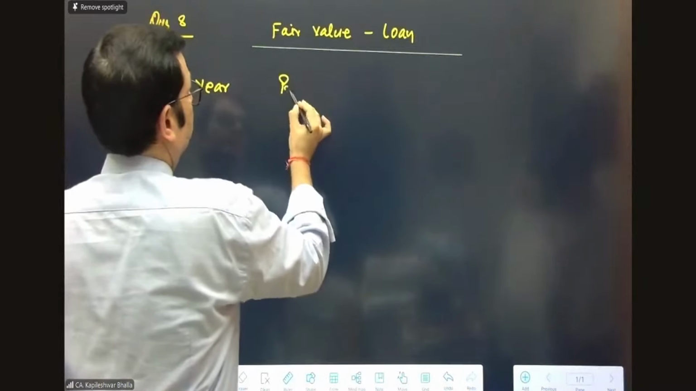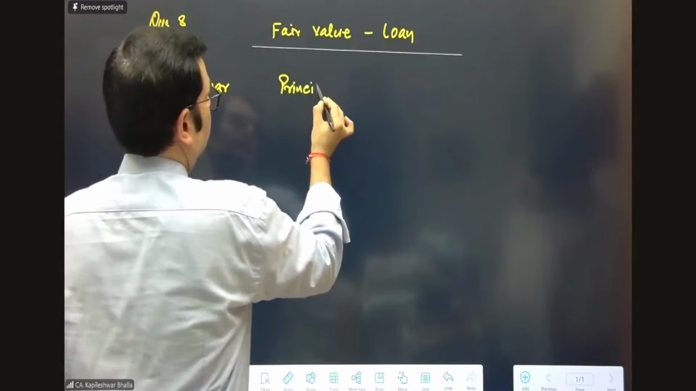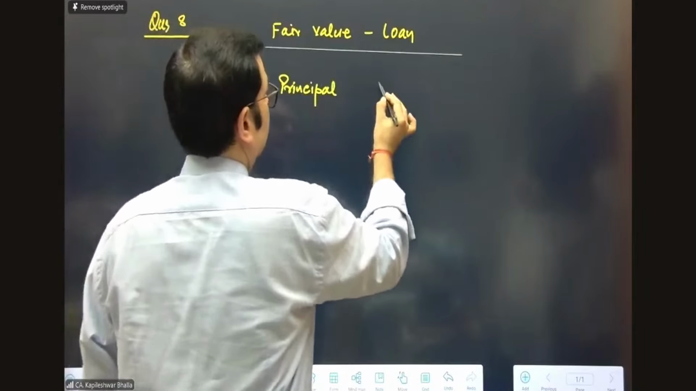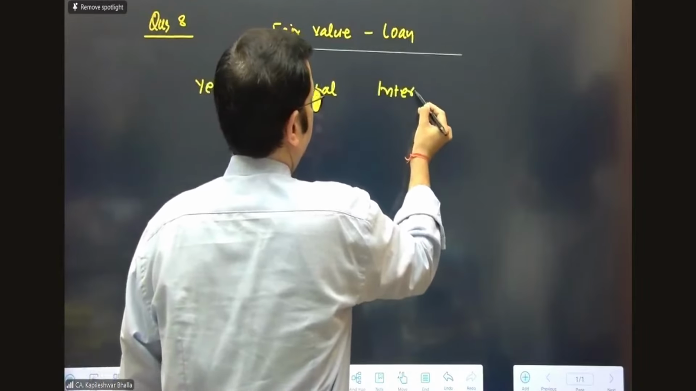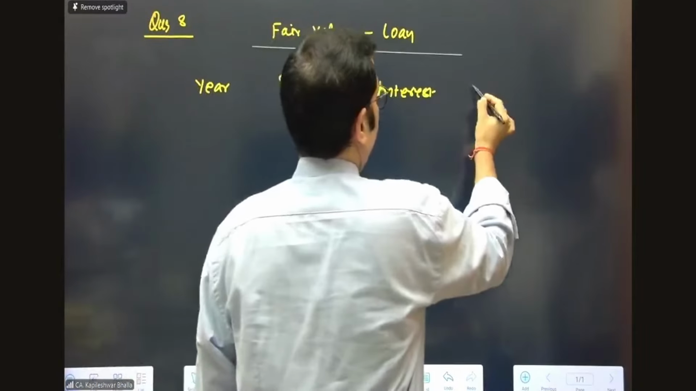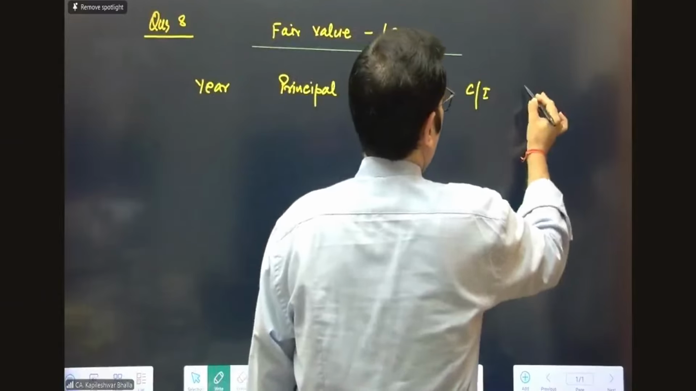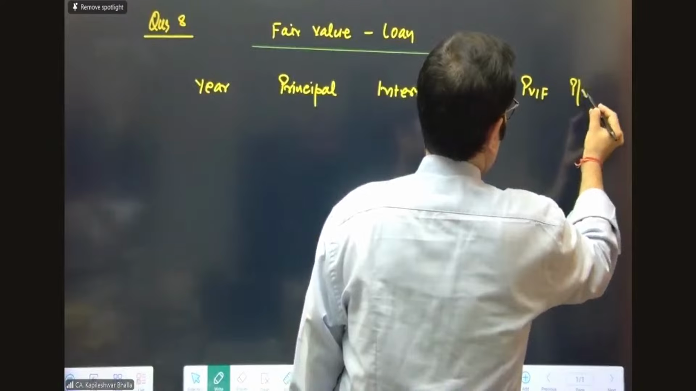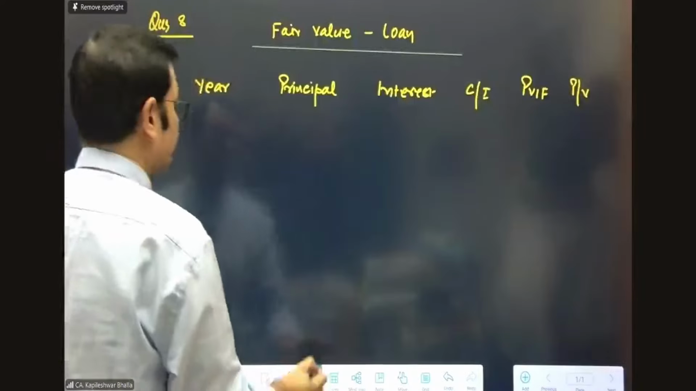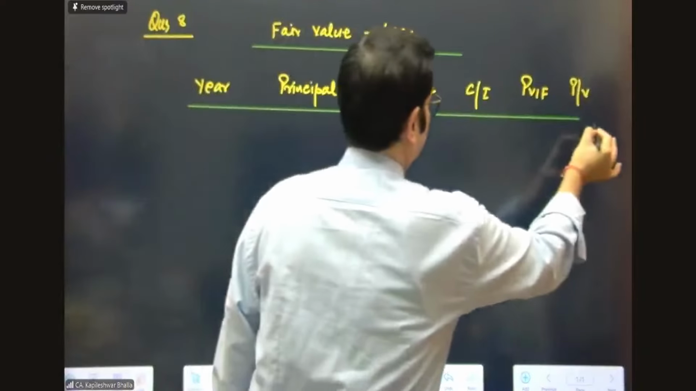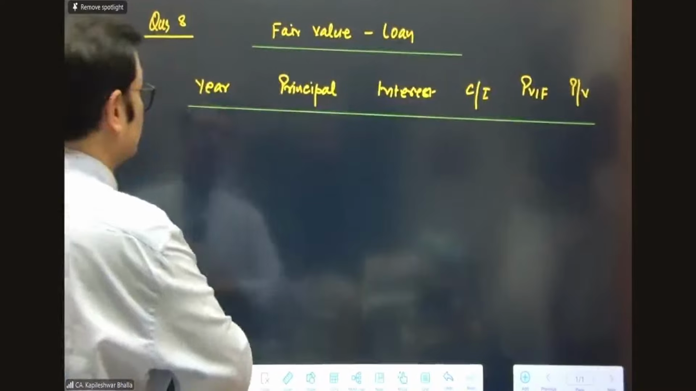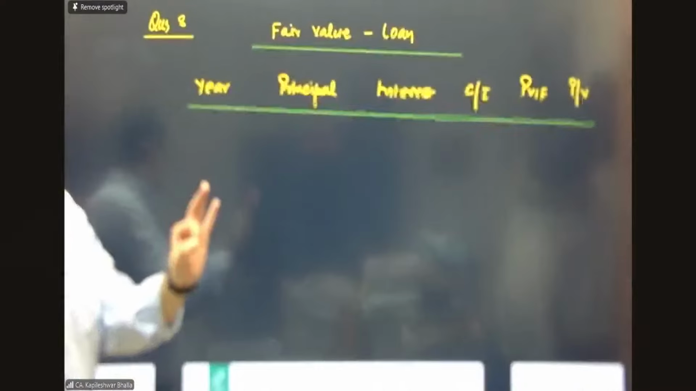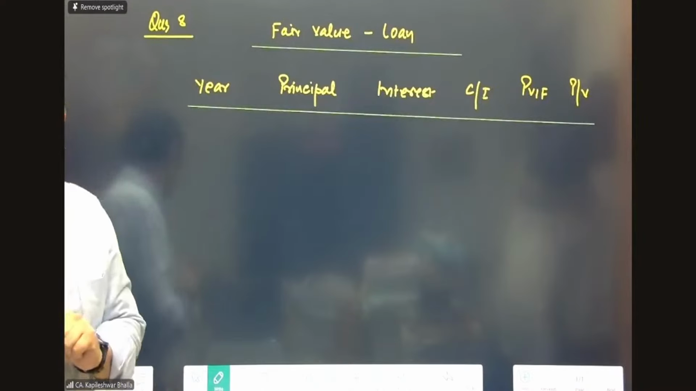Let's consider the principal collections and let's consider the interest collections. We get the total cash inflow, take the discounting factor, and we can get the present value. So let's organize the information. The focus is to calculate the fair value of this particular loan.